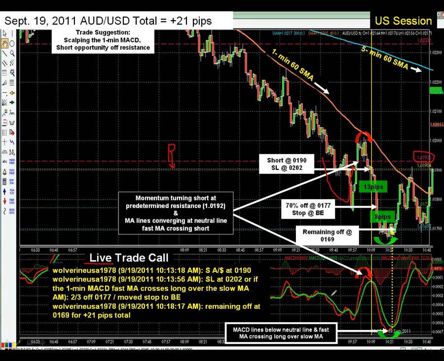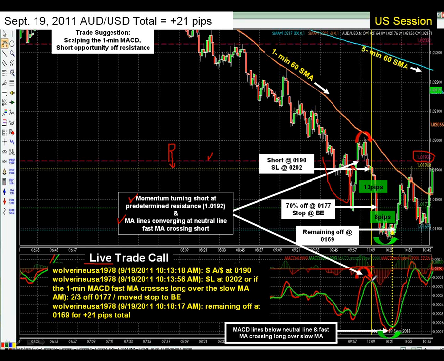So here, as we go through our checklist, we came back up and we're testing resistance, so we check that off. Yes, we're testing resistance. Now, are our MACD lines at extremes or testing the neutral line? Well, we're coming up here, and here's our neutral line right here. We are coming up near the neutral line, so you can see we are testing the neutral line here. So we know that we have momentum turning at predetermined resistance, and now our moving average lines are converging at the neutral line, and the fast moving average is crossing short.